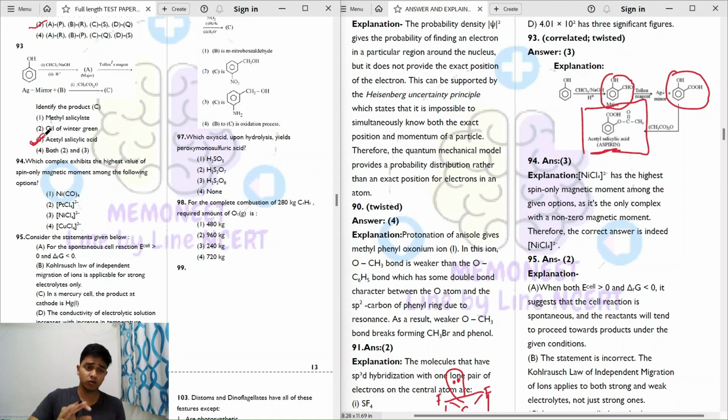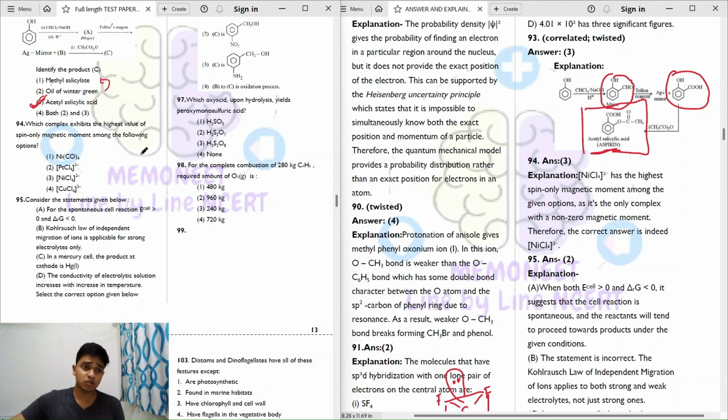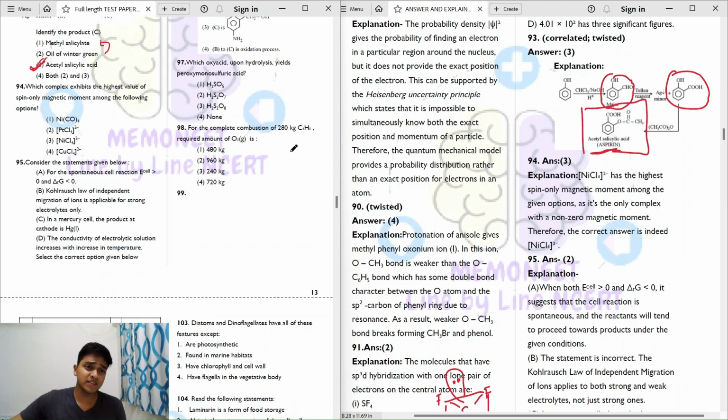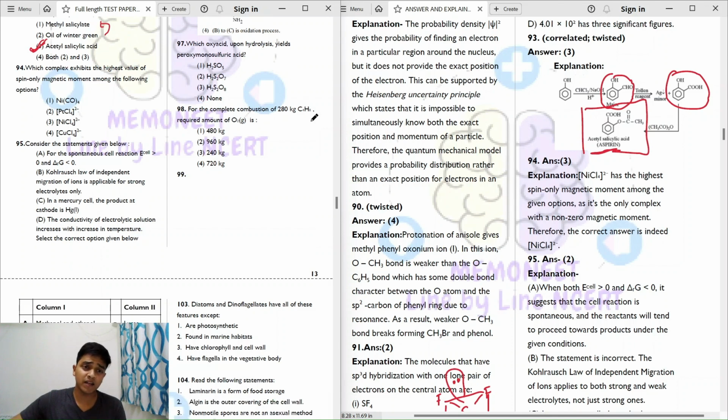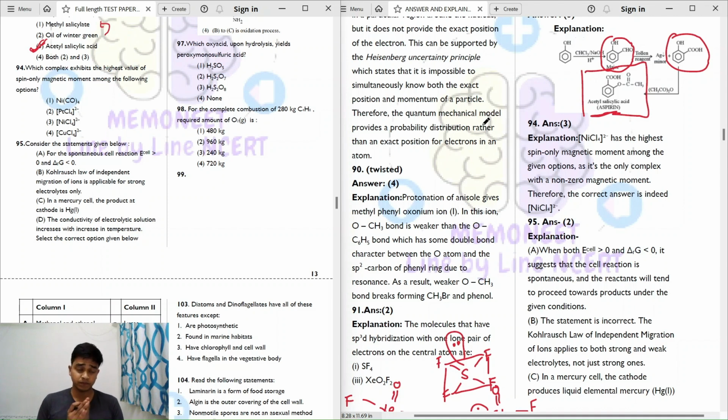Some might have a question, what is oil of wintergreen? Oil of wintergreen is just a common name for methyl salicylate. Okay. Moving on to the next question, the question says, which complex exhibits the highest value of spin-only magnetic moment among the following options? We have to find the complex with the highest spin-only magnetic moment, and we know that it depends on the number of unpaired electrons in the compound. So the more unpaired electrons, the higher the spin-only magnetic moment.